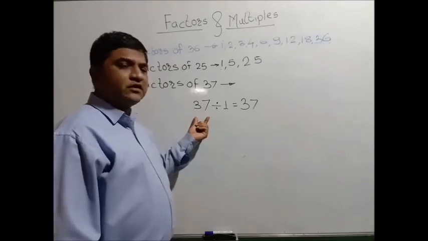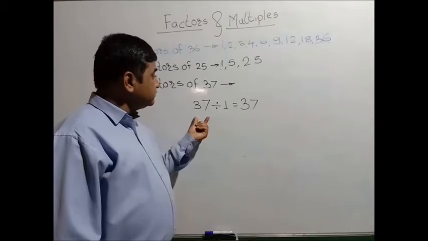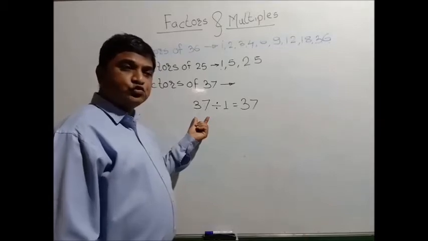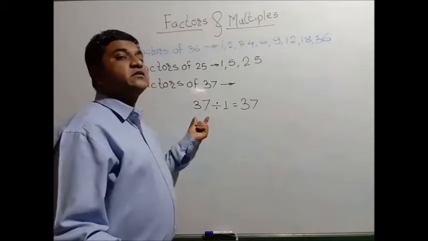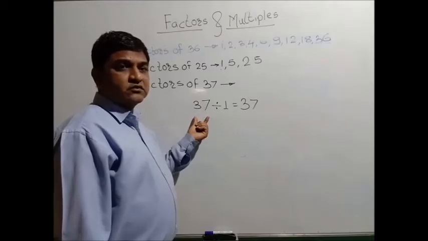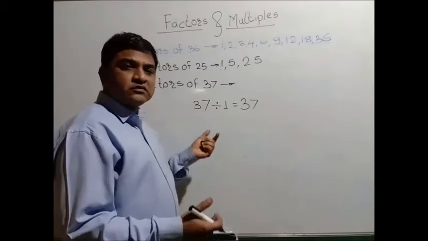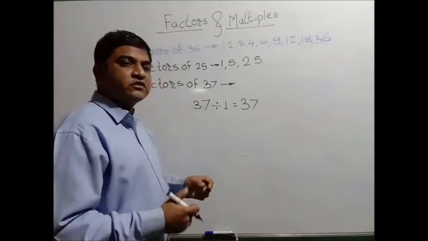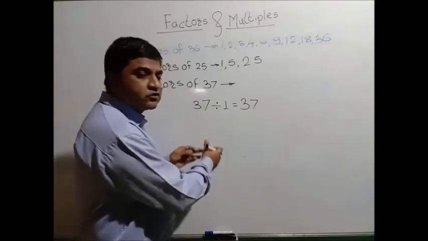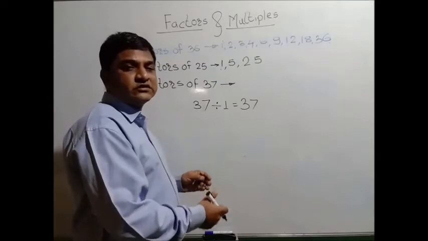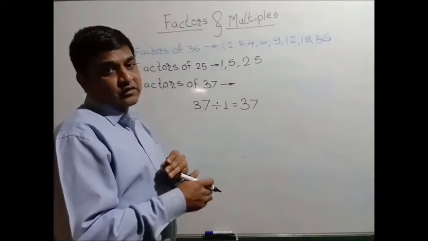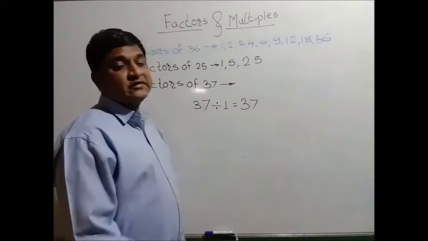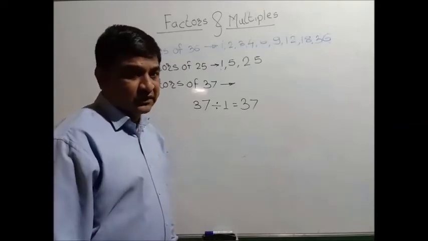11 also, 12 also. 13: 13 2s are 26, 13 3s are 39. So we don't have the number 37 in all the other tables. If you try to divide 37 even by numbers between 11 and 20, you will not find any number that can divide 37 exactly without leaving any remainder.